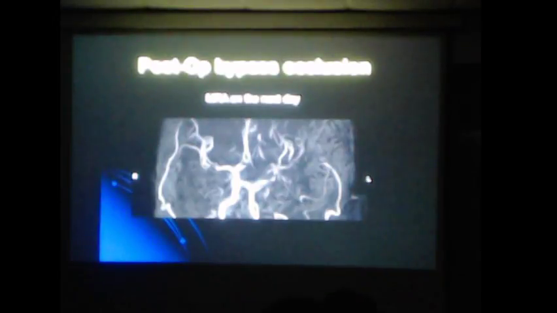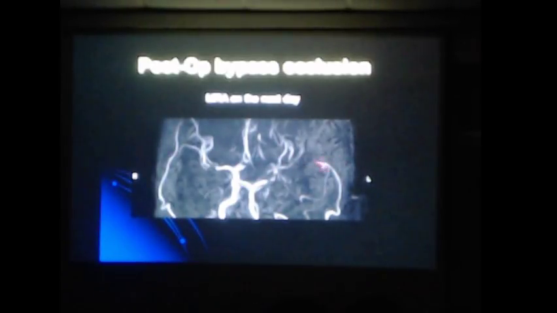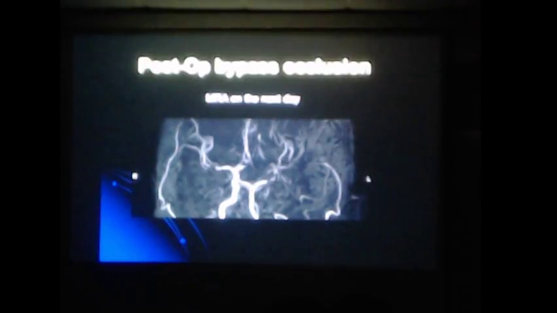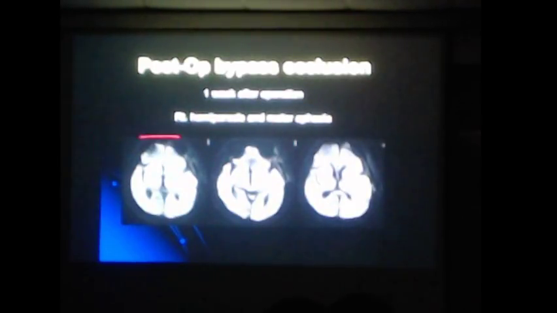My colleague performed a left STA-MCA bypass. But unfortunately, on the next day, the bypass graft was occluded because of kinking of the graft around here. Luckily, the patient presented no symptoms at this time, so we just watched. But 1 week later, the patient presented right hand paralysis and motor aphasia, and DWI revealed an ischemic area in the insular cortex and temporal lobe.